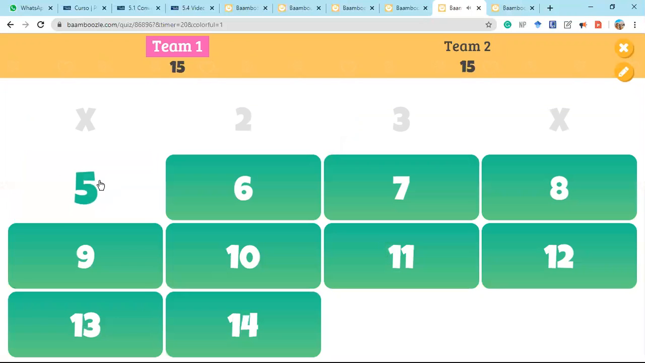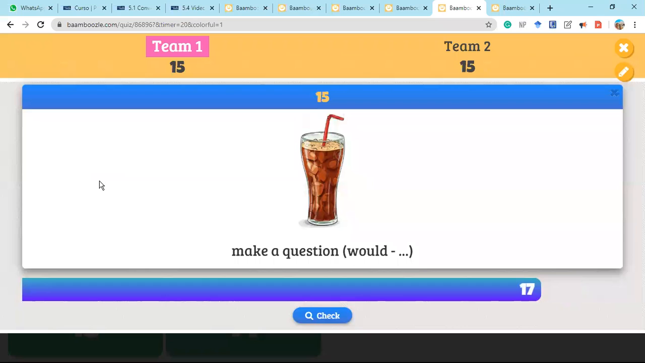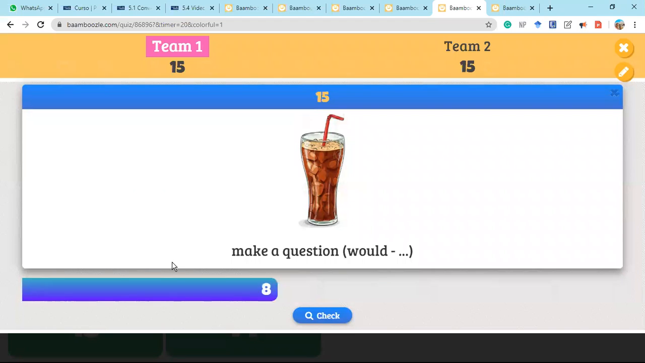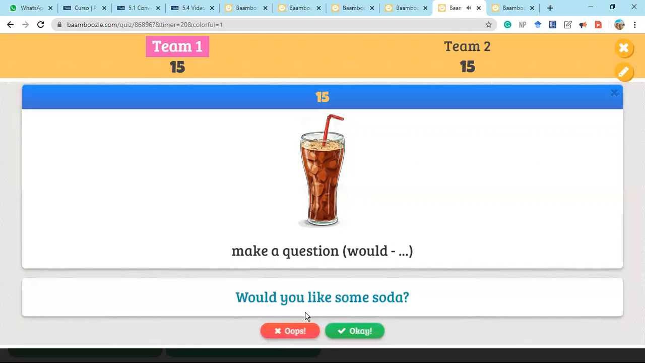Okay, boys, number five is for you. Make a question using would. Would you like Coca-Cola? Would you like soda? Let's check. Let me explain. Why don't we use a, but we use some? Why don't we say would you like a soda? It's a non-count noun. So some soda is the correct form.